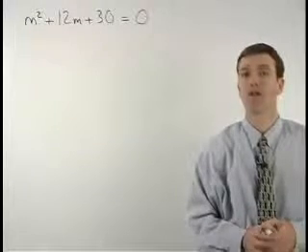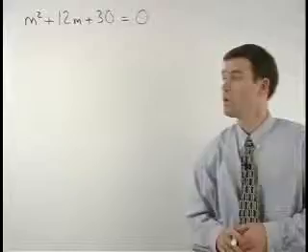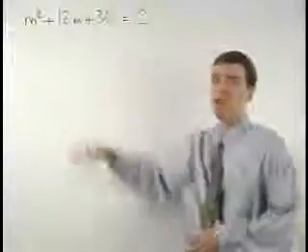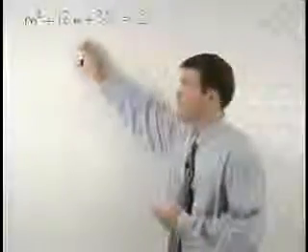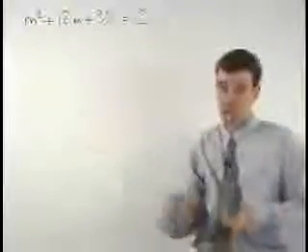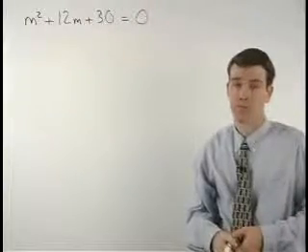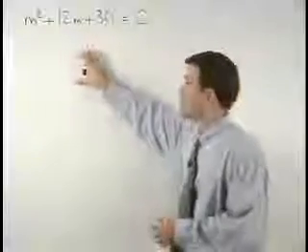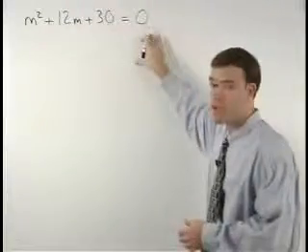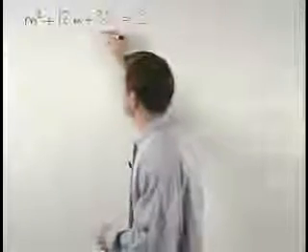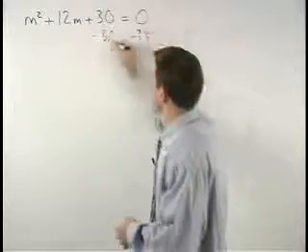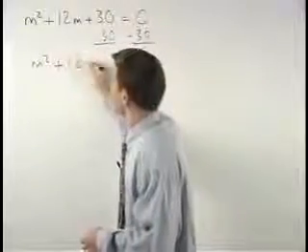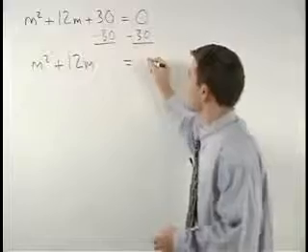To solve this equation by completing the square, we need a perfect square trinomial on the left side of the equation. And notice that the trinomial we have doesn't even factor, so we know it's not a perfect square trinomial. In order to create a perfect square trinomial on the left side, we would first move this plus 30 over to the right by subtracting 30 from both sides of the equation, and we have m squared plus 12m equals negative 30.